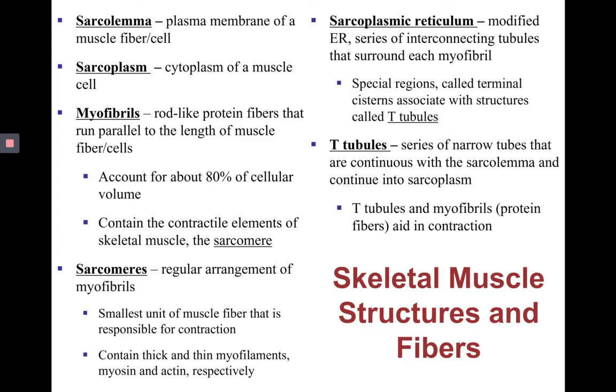So I'll stop for just a moment and let you guys look at this page. It's a great terminology page. It's good to make sure you know all of these terms before we continue forward. So if you need to pause this video here, please do so.